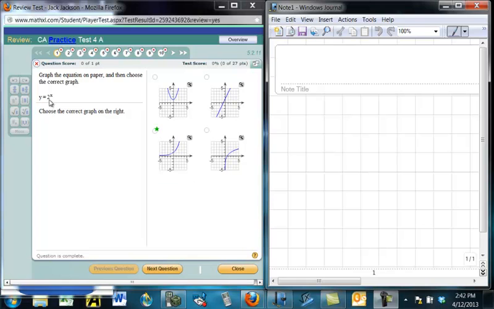And of course you could check some points. 2 to the 0 is 1, 2 to the first is 2, 2 to the second is 4, 2 to the negative 1 is 1/2, and so forth.